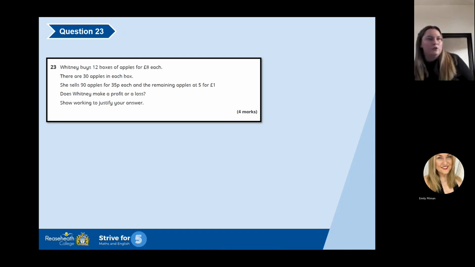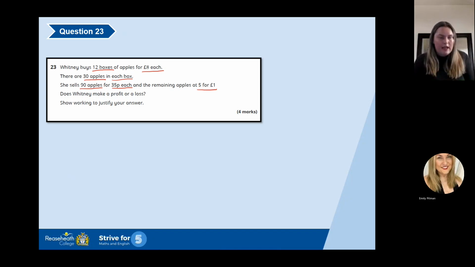Okay, question 23. Whitney buys 12 boxes of apples for £8 each. I'm going to start underlining the keywords. There are 30 apples in each box. She sells 90 apples for 35p each, and the remaining apples at 5 for £1. Does she make a profit or a loss? Show working to justify your answer.